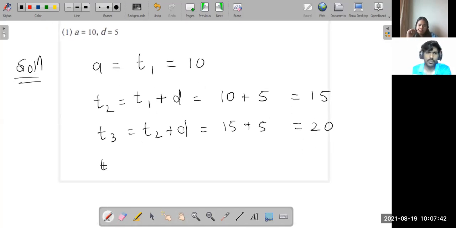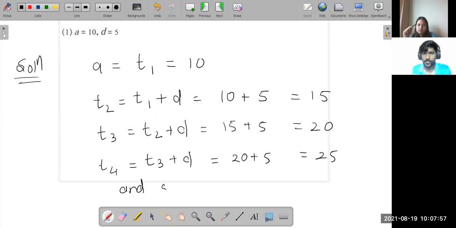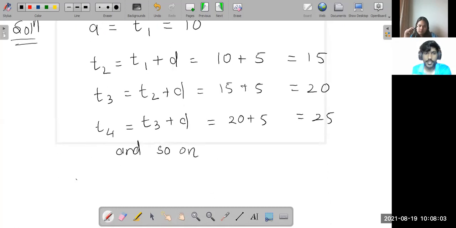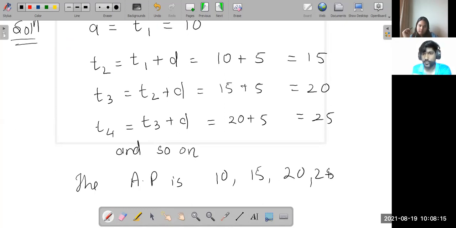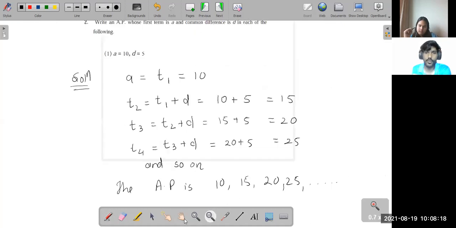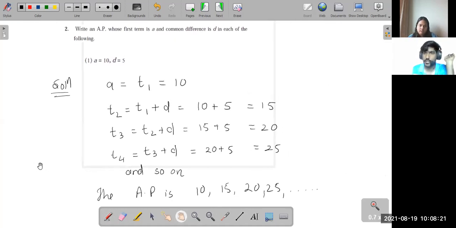Again, find the fourth term also. 4 terms are enough. So fourth term T4 will be T3 plus D. So that will be 20 plus 5, which is 25, and so on. You can continue, but 4 terms are enough. So finally the AP, the arithmetic progression, is T1, that is 10, comma T2, that is 15, comma T3, that is 20, 25, comma dot dot dot. That's it. This is what we had to find out. Is this clear? Yes. Okay, write it down.